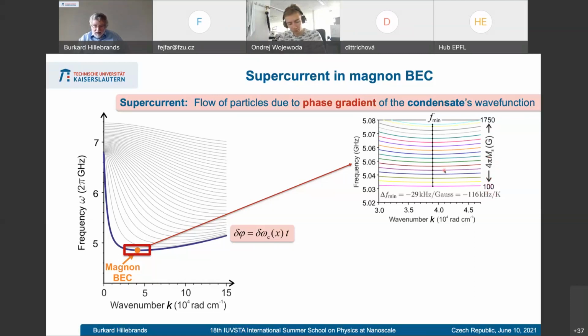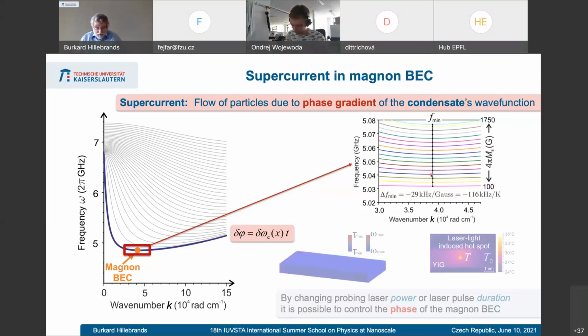case, oh, I should beg your pardon, because this is Gauss, that is not SI units. Then you see that now this position here changes in frequency by some small amount, but that is sufficient to generate a phase change. And that simply means if we have a magnonic Bose-Einstein condensate, and if we locally heat the condensate, we move then here, we reduce the saturation magnetization, we locally change the phase. And therefore, we create a phase gradient, and therefore we should obtain a magnonic supercurrent.